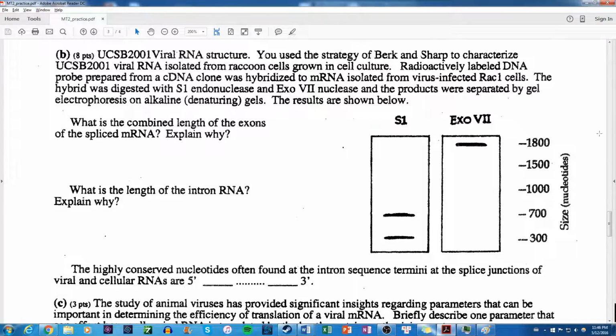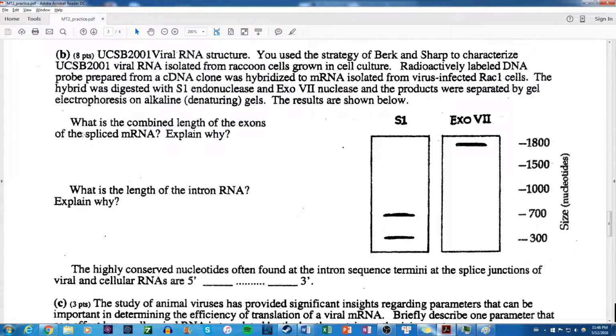So right here in the S1 gel, we see that there are two lines at 700 and 300 nucleotides. This is their size. So you add them up, 700 plus 300, that gives you 1,000. So that's the answer here: the combined length of exons is 1,000 nucleotides. But it asks you to explain why.